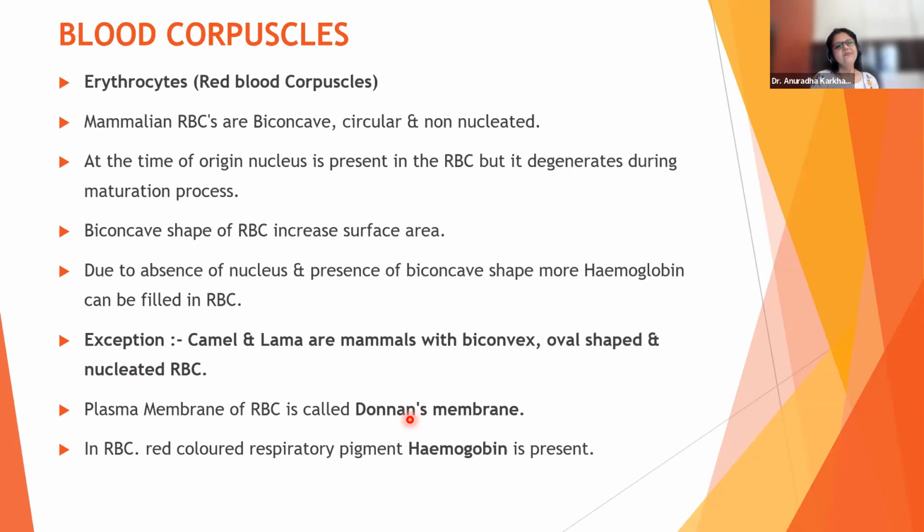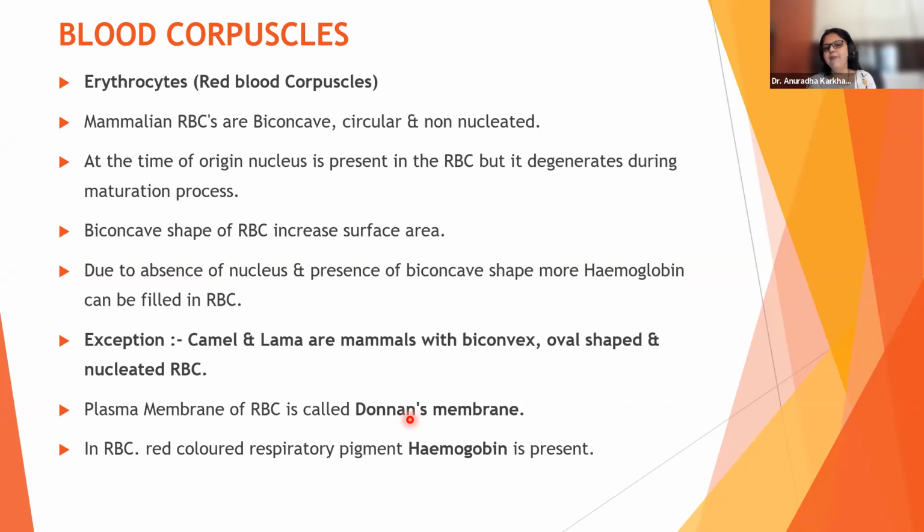RBCs. Erythrocytes, mammalian RBCs are biconcave, circular, non-nucleated. At the time of origin, nucleus is present in the RBCs, but it degenerates during maturation process. Biconcave shape of RBCs increases the surface area. Due to absence of nucleus, in the presence of biconcave shape, more hemoglobin can be filled in the RBC. So even that nucleus का जितना volume है, it will be now filled up by hemoglobin. Okay. Exception is camel and llama.